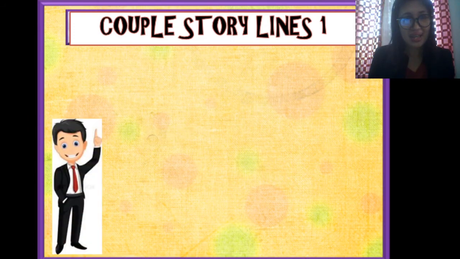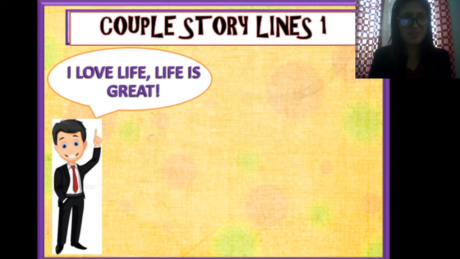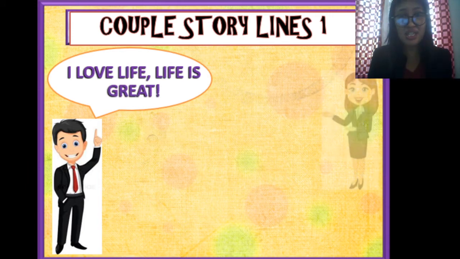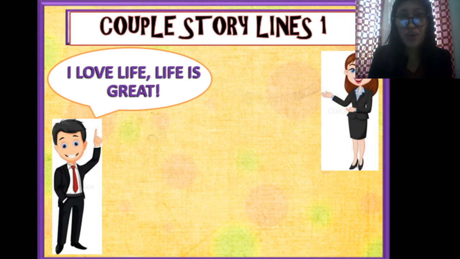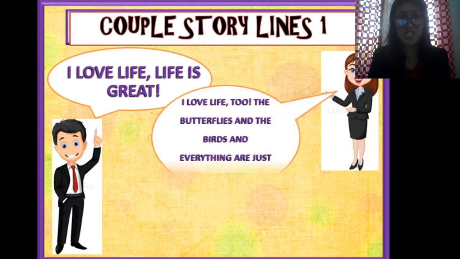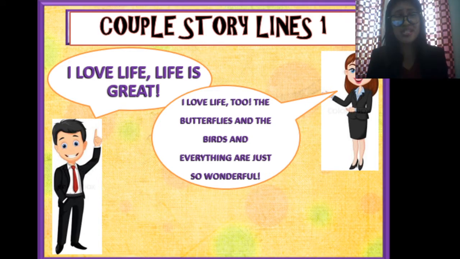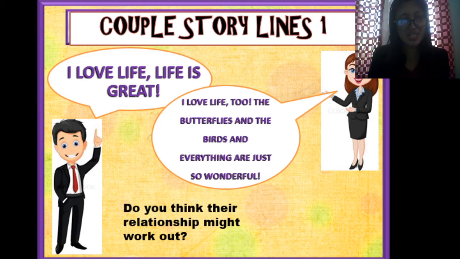Couple storyline 1. An optimistic person, or a positive person, says, "I love life, life is great," and meets another optimistic person. She says, "I love life too, the butterflies and the birds and everything are just so wonderful." These two positive persons, do you think the relationship might work out?